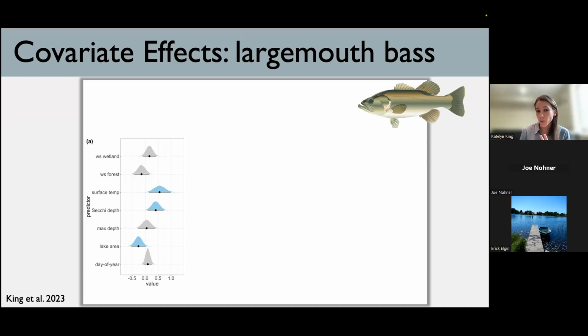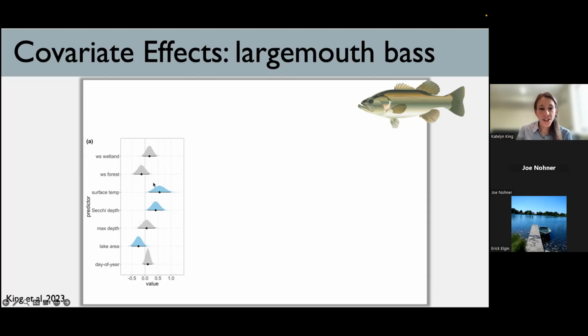And this is because we were using fish density as our measure. And so if you think about the larger lakes having more deep water and smaller nearshore habitat where largemouth bass like to hang out, then you'll get kind of a lower overall density with those larger lakes. So you get a negative trend there.